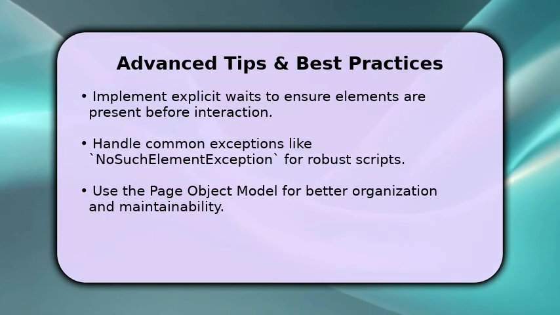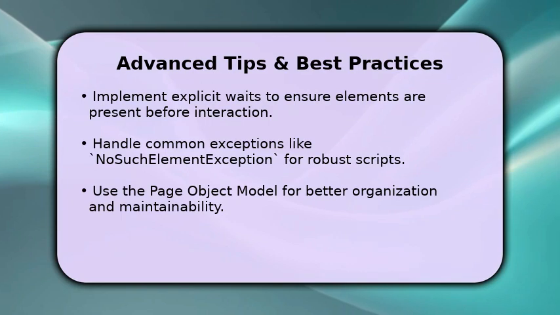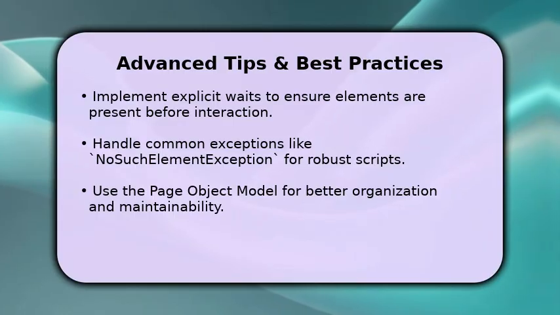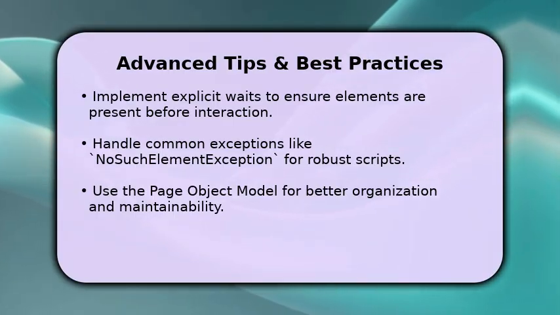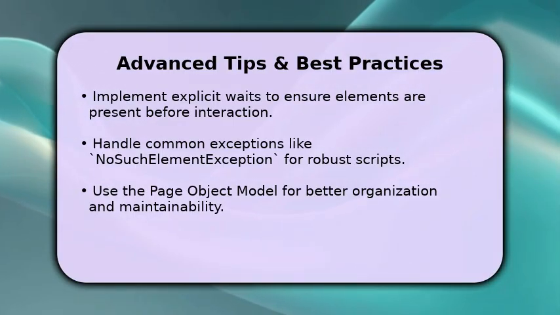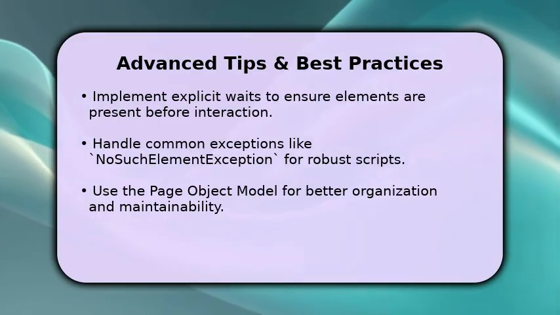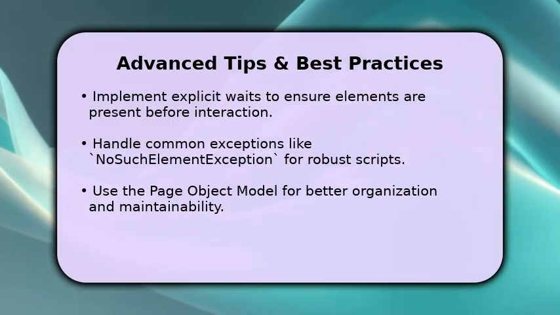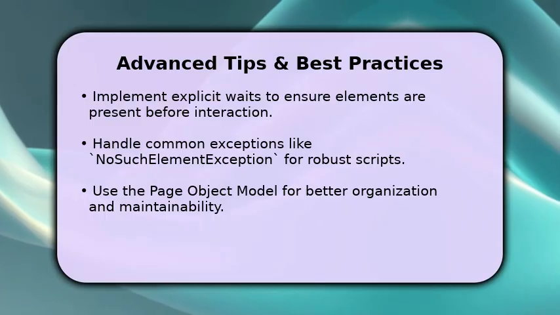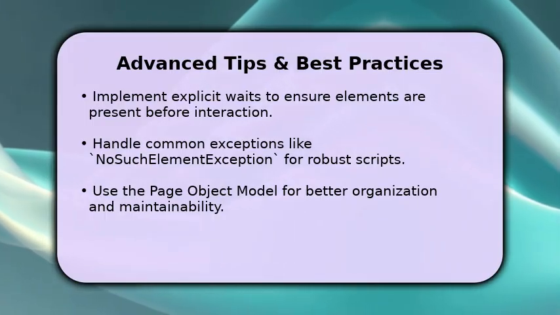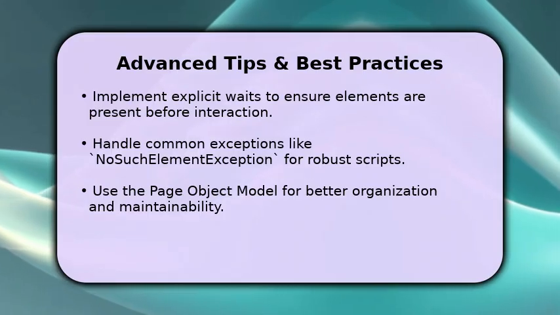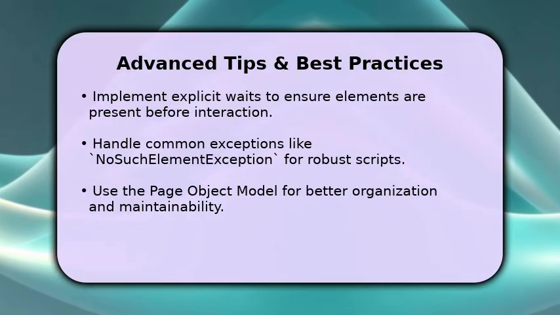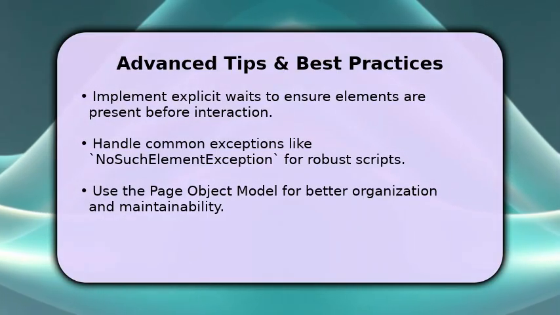To make your Selenium scripts more robust, consider a few advanced practices. Implement explicit waits to ensure elements are fully loaded before interacting with them, preventing common errors. Always handle exceptions, such as NoSuchElementException, to make your scripts more resilient. Adopting the page object model significantly improves code organization and maintainability. Finally, explore headless browser execution for faster, more efficient, and resource-friendly automation.